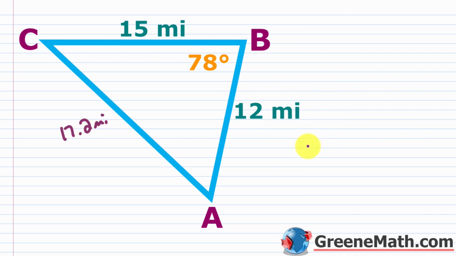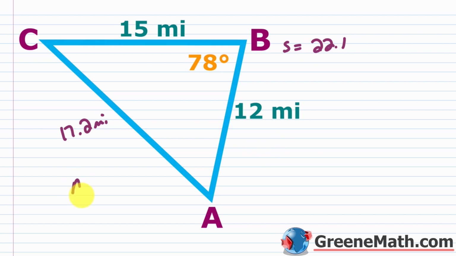So now we need to get our semi-perimeter. So this guy plus this guy plus this guy times 1/2. So 17.2 plus 15 plus 12, that's going to be 44.2. Then if I divide by 2 or multiply by 1/2, I get 22.1. So we'll say that S, the semi-perimeter, is going to be 22.1.